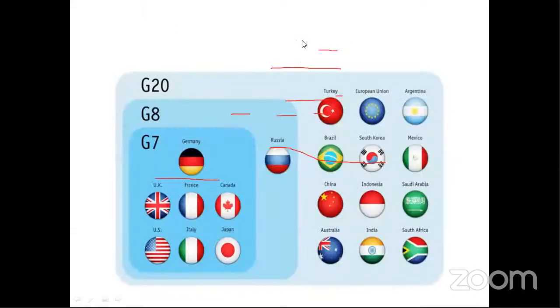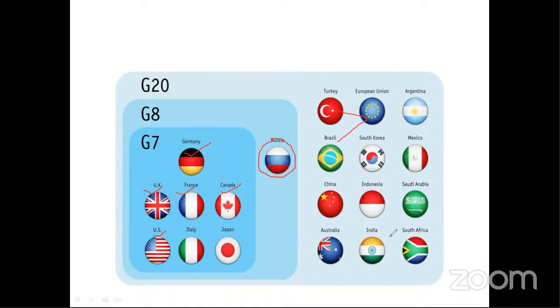To remember the names of the countries, this diagram will help you remember G7 and G20. In G7, the countries are Germany, UK, France, Canada, US, Italy, and Japan. These are the 7 countries. Actually, it was G8; Russia was removed. Initially it was known as G8, but now it is known as G7. And the G20 countries: Turkey, European Union, Argentina, Brazil, South Korea, Mexico, China, Indonesia, Saudi Arabia, Australia, India, and South Africa.